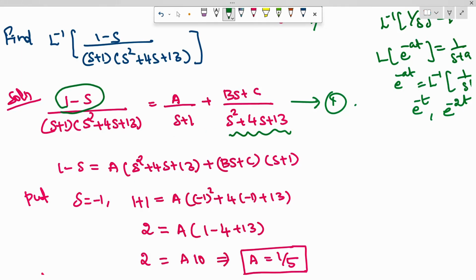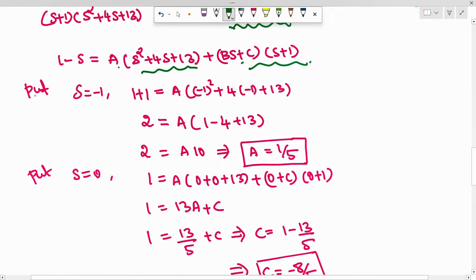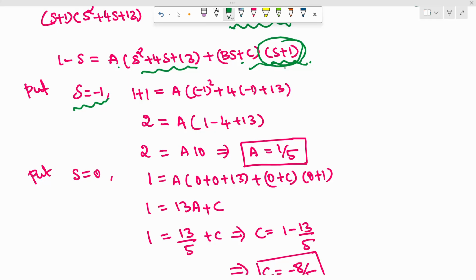Now we are going to calculate A, B and C values. Here our numerator term is 1 minus s. 1 minus s is equal to, we can write A into s square plus 4s plus 13, plus Bs plus C into s plus 1. Okay. In this equation substitute s is equal to minus 1. If you put s is equal to minus 1 here, the second term will be 0 because minus 1 plus 1 value is 0. We can easily eliminate that term.